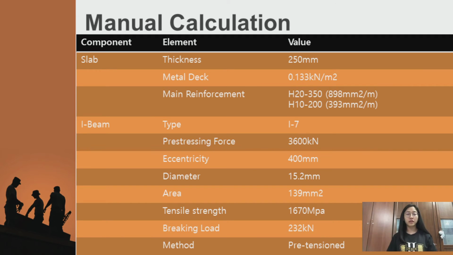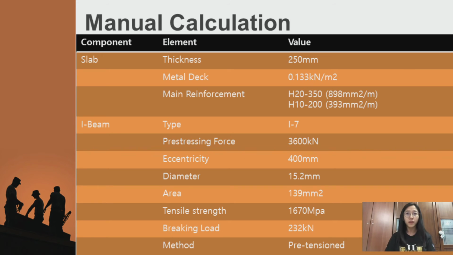For the manual calculation, we have calculated two components. First is the slab, second is the I-beam. For the slab, we have used the normal RC method to calculate it and propose a thickness of 250 mm, which includes the metal deck of 0.133 kN per meter square. And the main reinforcement calculated is as shown here.